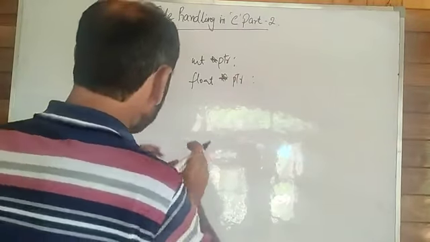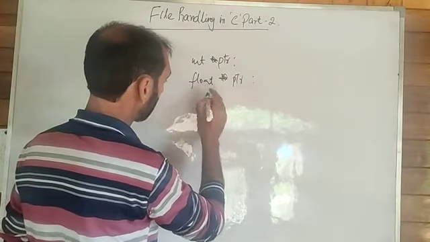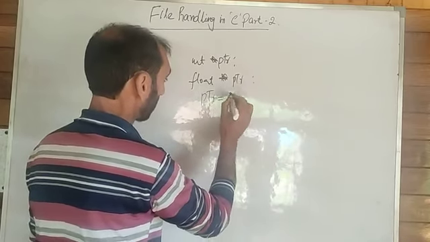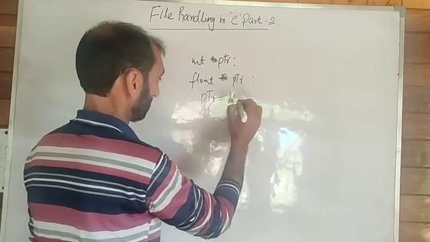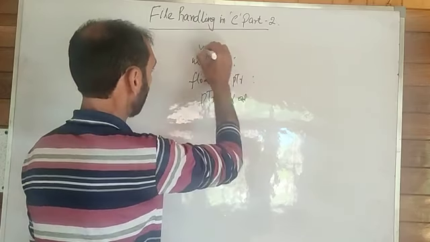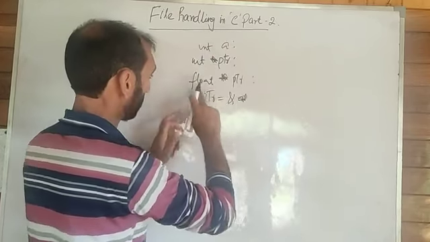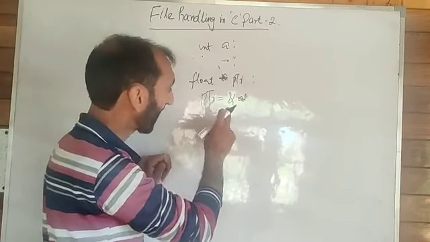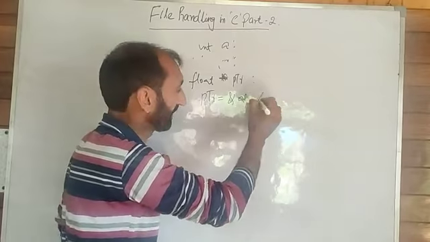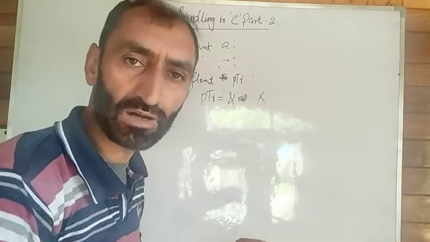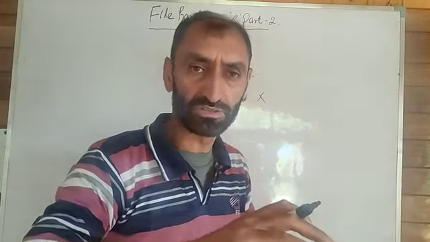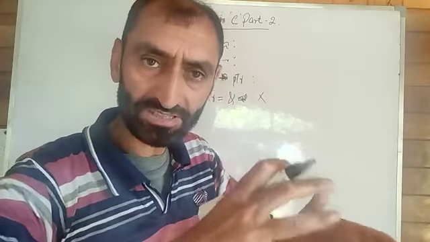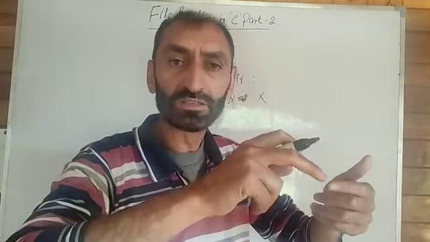So, for example, I have declared here int a, and here ptr is a pointer of type float, and I am here assigning ptr = &a. It's illegal because we cannot store the address of the variable. The data type of the pointer must be the same as that of the data type of the variable.